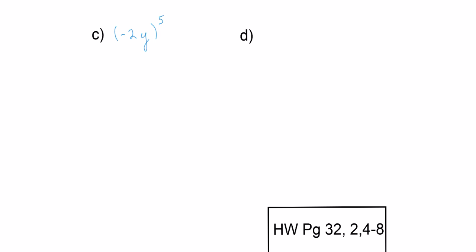-2y in brackets raised to the power of 5. Now, we're going to make it just a little more difficult. We're going to put an exponent 4 right here on our y. Now, I want you to imagine what this really means. Remember how I told you that if there was no power on something, we had to make sure that there was a power of 1 on it inside the bracket. This is one of those instances.